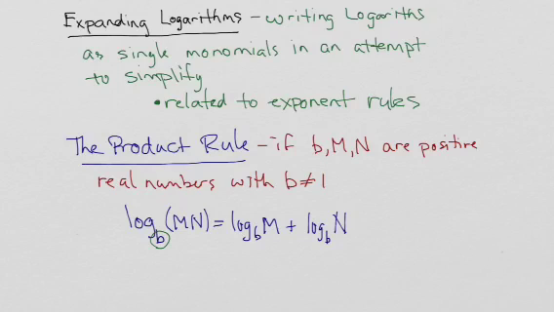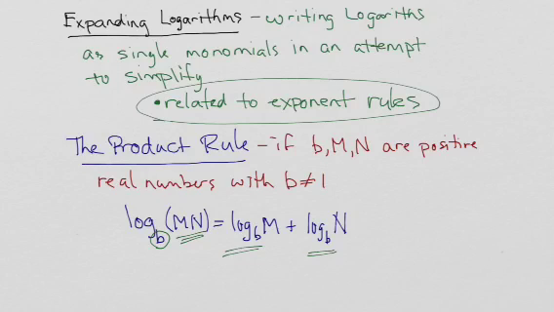So the idea is this. If we have log base b of two numbers being multiplied together, this M times N, what we can do is we can split them apart, rewriting the log base b for each part and then separating them with a plus sign.